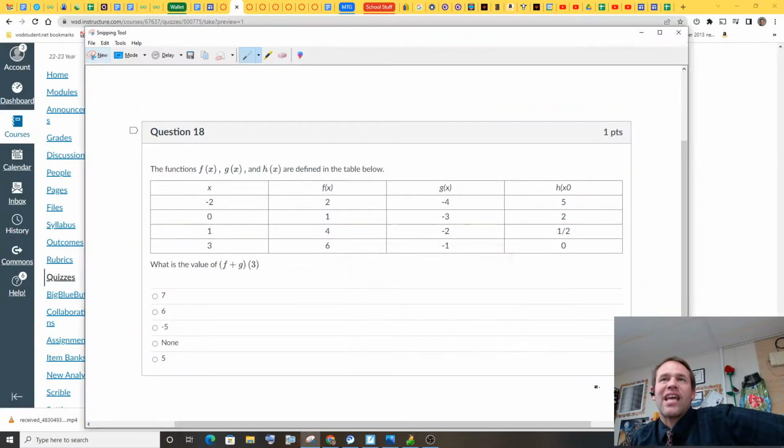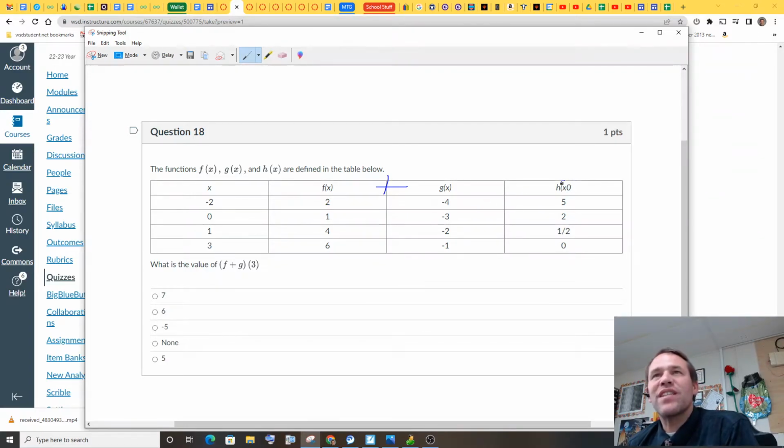So basically what it's having you do is, let's see, what is the value of f plus g and then plugging in a 3? Well, we want to do f plus g, whatever that combined function is, and then wherever 3 is for that. So your input is definitely going to be a 3.